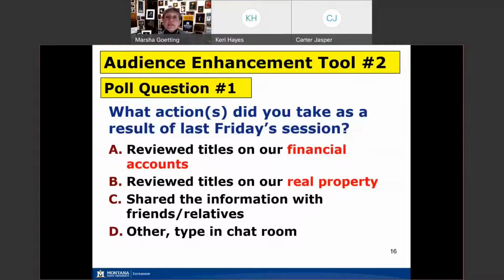So the next thing is a poll. And I want to ask you, what actions did you take as a result of the session last Friday? So you have a choice. Did you review titles on your financial accounts? Did you review titles on your real property? Did you share the information with some friends and relatives? And did you do something else as a result of our session that we had last Friday? So Carrie has pulled up the poll and you have a chance to click your answer. So you won't lose the screen if you click an answer, and I invite you to do so.